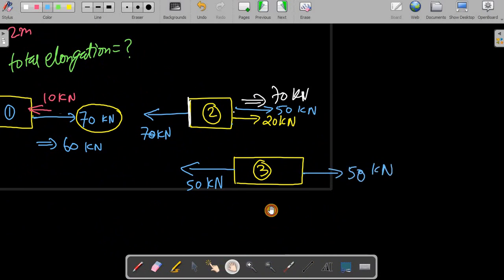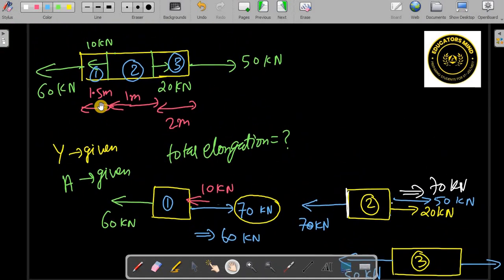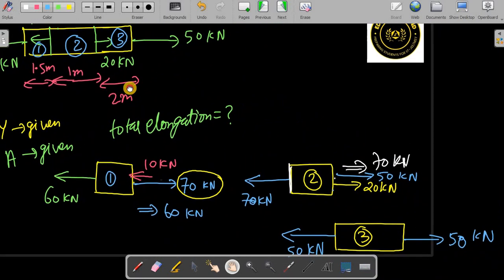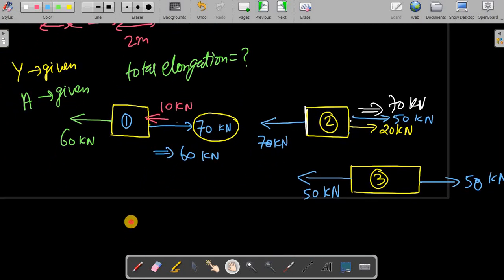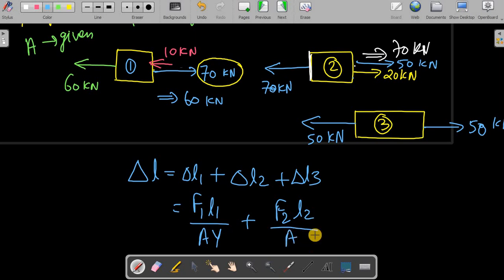So for such complex systems, we have to do it like this. Once you know these forces, then you can calculate the elongation for each of these: first part, second part, third part. Then the total elongation can be added. So total elongation is elongation in the first plus elongation in the second plus elongation in the third. Each elongation is Fl by AE. The Young's modulus and areas are the same here, so no need to worry. Force and length are changing.